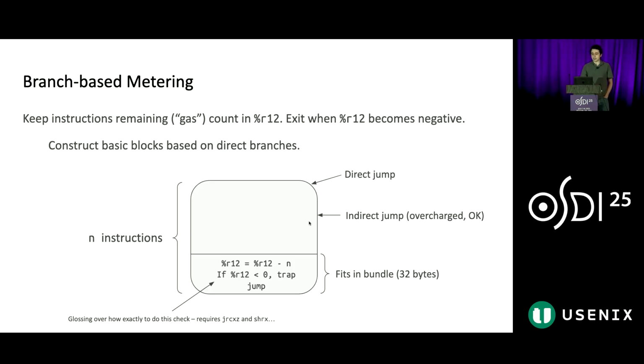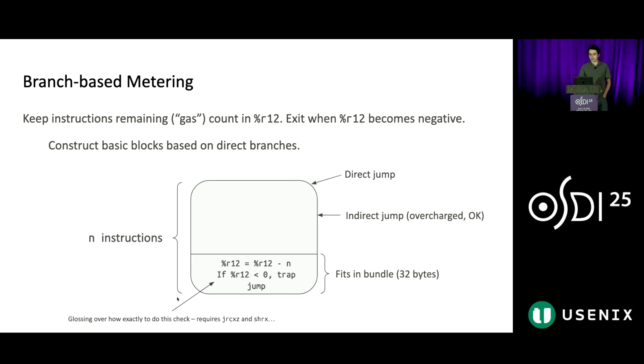The program, if it doesn't want to be overcharged, can insert an instruction that subtracts from R12 if it wants. The important thing is that since this metering sequence fits into a 32-byte bundle, it's not possible for an indirect jump to arrive somewhere inside of this metering sequence. I'm glossing over exactly how to do this check. It involves a conditional branch, which is a bit complicated because this might already be a conditional branch using the flags. So we use the one conditional branch instruction on x86 which does not use the flags, the JRCXZ instruction, but you can look at the paper for the details on that.